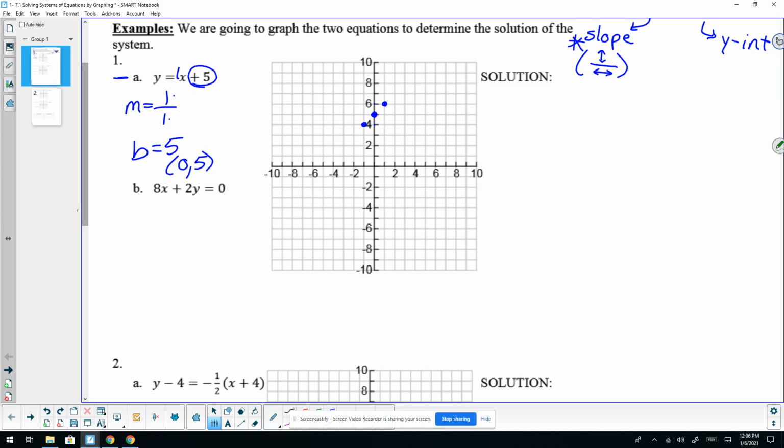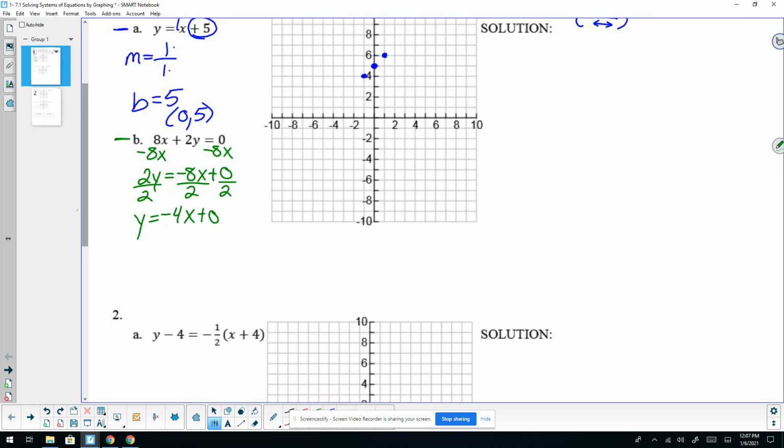So I'm going to change colors for you here. 1b is not in slope-intercept form, so I need to go ahead and do that. The best way to do that is to go ahead and solve for y. So I'll subtract 8x from both sides. 2y equals negative 8x plus 0, divided by 2 all the way through. y equals negative 4x plus 0. Now, normally you don't have to write the plus 0, but since we are looking at slope-intercept form and that 0 would be my y-intercept, I'm going to keep it in there.